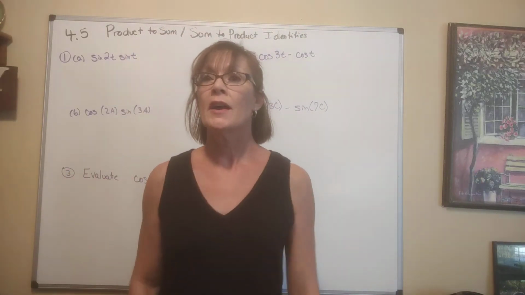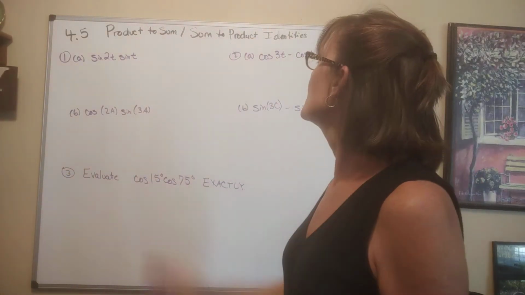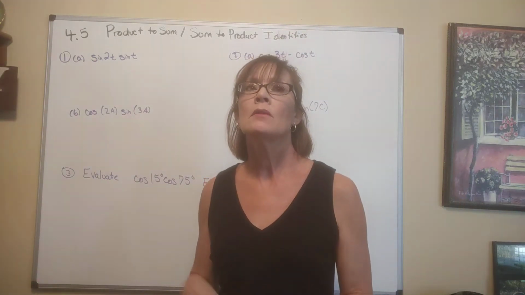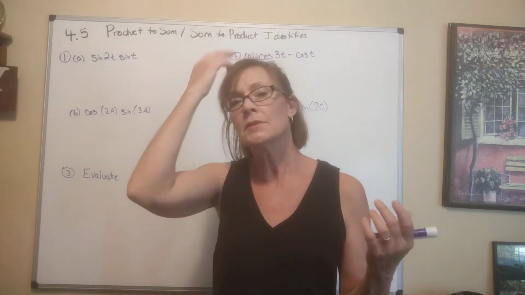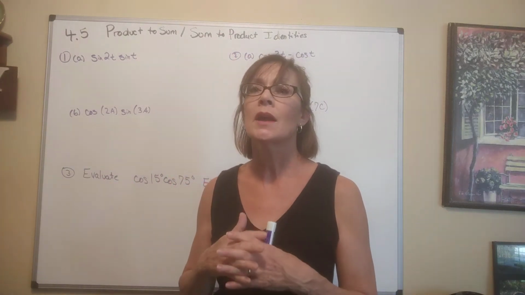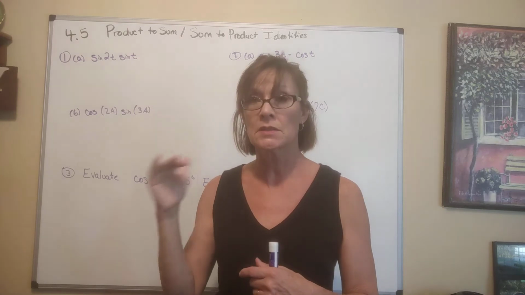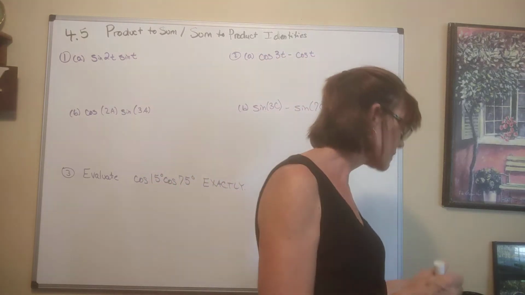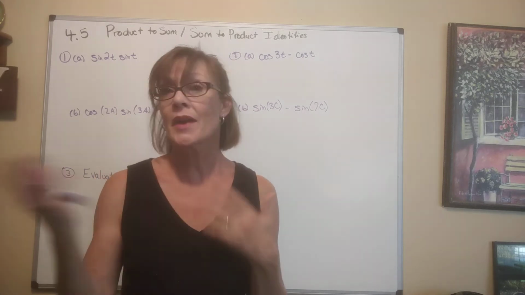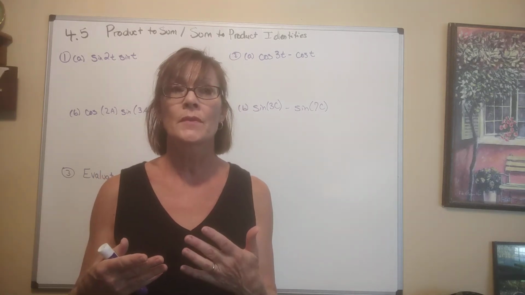Section 4.5 is about product to sum and sum to product identities. This is what you have been doing for the last few sections, learning identities, and so these are just some new ones. At the top of your worksheet, I have these identities listed. There are several of them, and in this section we're just going to practice how to use them.